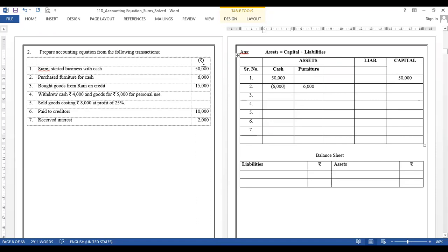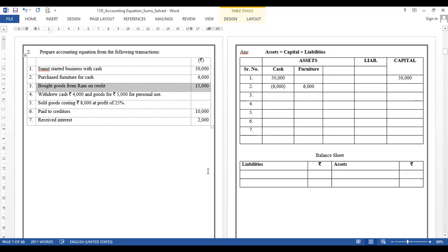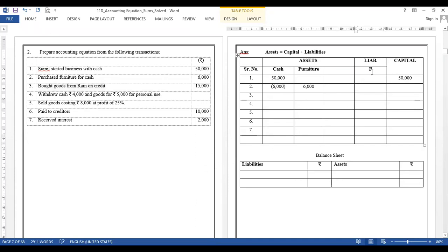Next. Bought goods from Ram on credit. We'll have a new liability named Ram, and the liability will increase by 15,000, and goods will be added. Goods also will be an asset, and it will increase by 15,000. Yes, we'll have a separate column for the stock. Stock increases by 15,000, and the liability towards Ram increases by 15,000. That's very correct.